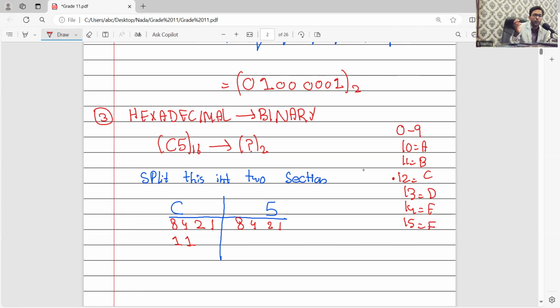The C is of 12th value. So 8, 9, 10, 11, 12. That's it. I do not need these values.